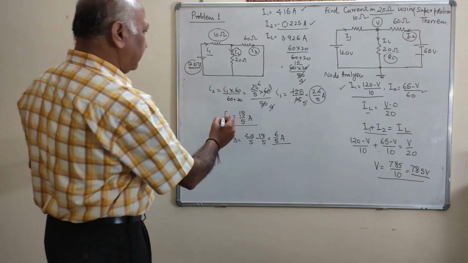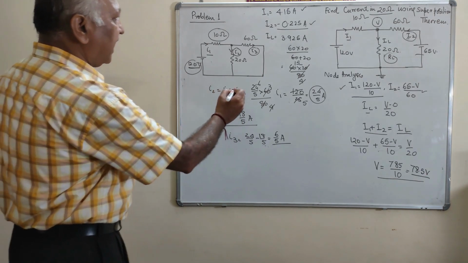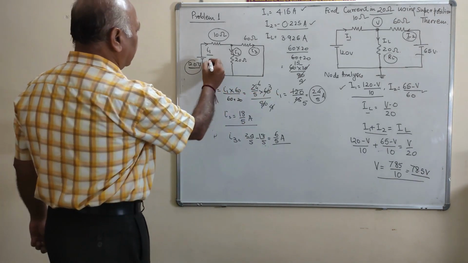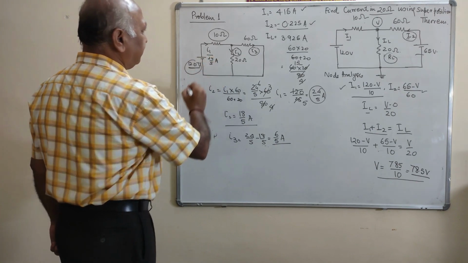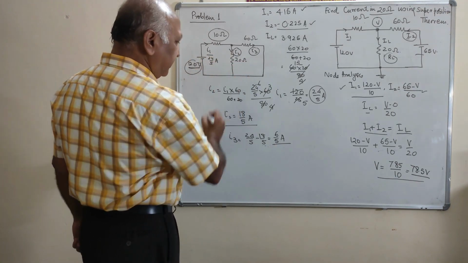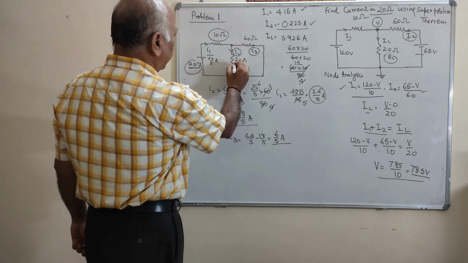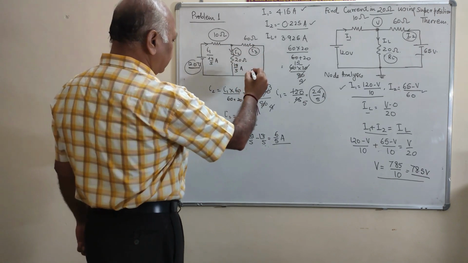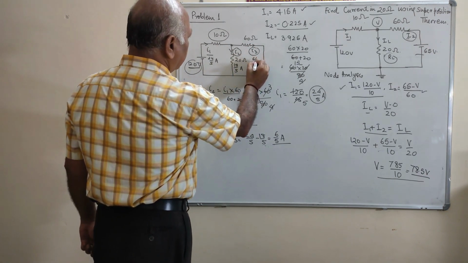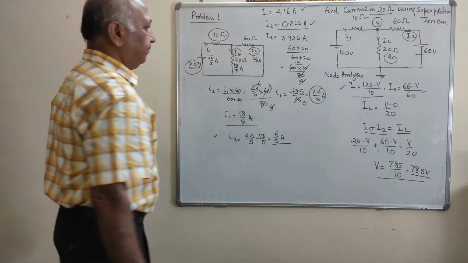What is the value of I1? I1 is equal to 24 by 5 ampere. What is the value of I2? I2 is 18 upon 5 ampere. What is the value of I3? That is equal to 6 by 5 ampere.